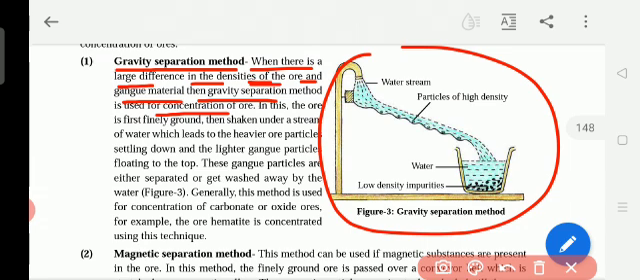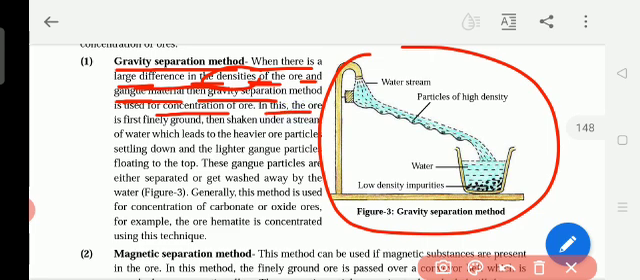So here, gangue material means what? Soil, sand, etc. Some impurities are called gangue material. Large differences means some impurities are thin, some are thick. So the density means the degree of thickness or thinness; it is called density.